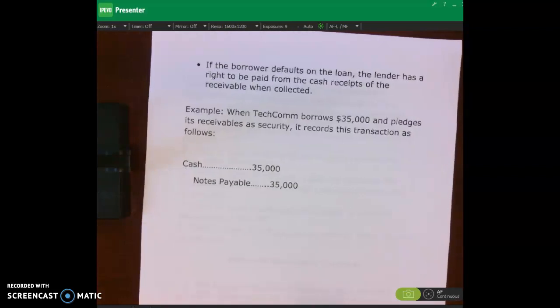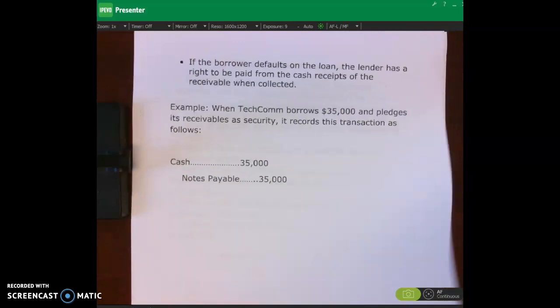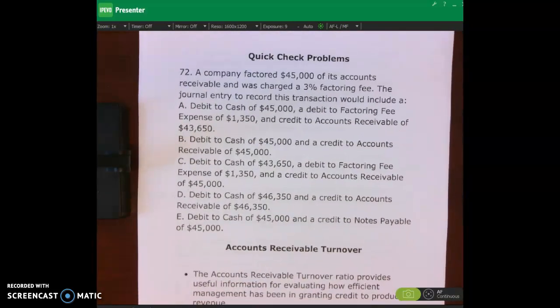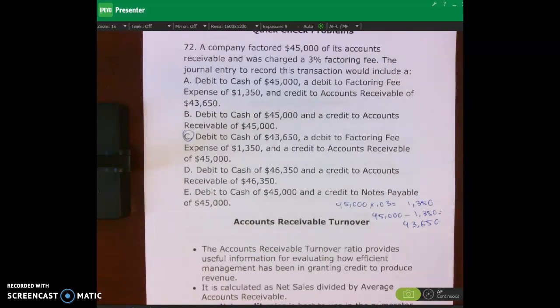So here on the next page, we have a quick check problem. Why don't you go ahead and pause the lecture video and do this quick check problem, and then come back and check it, okay? So here we go, number 72.